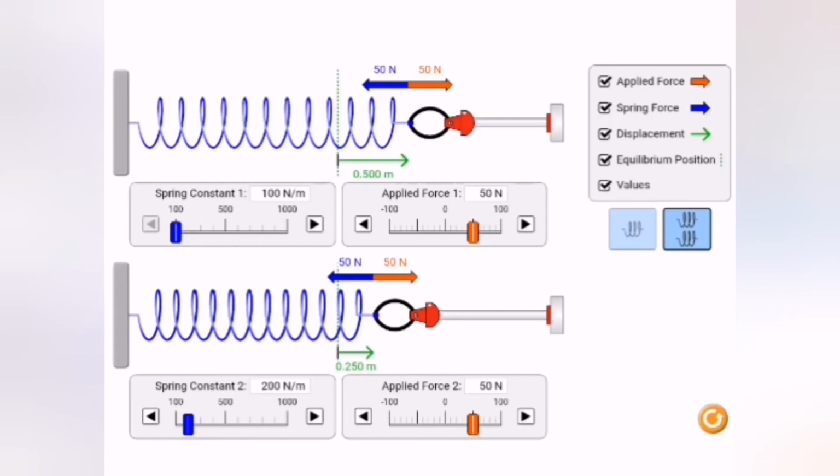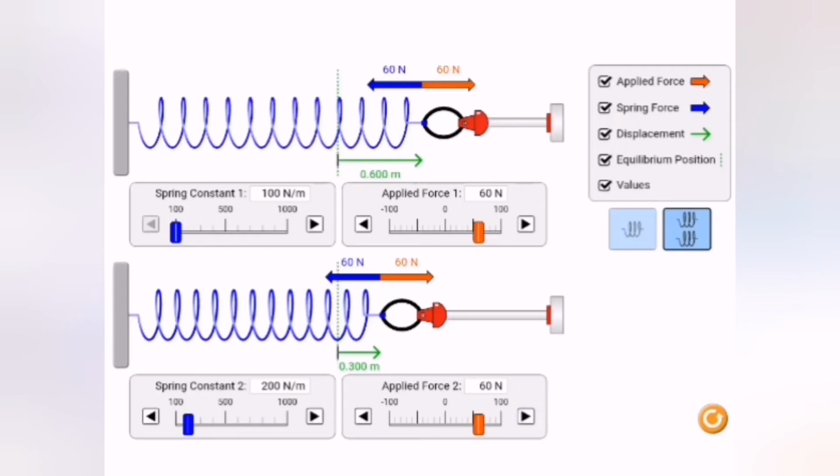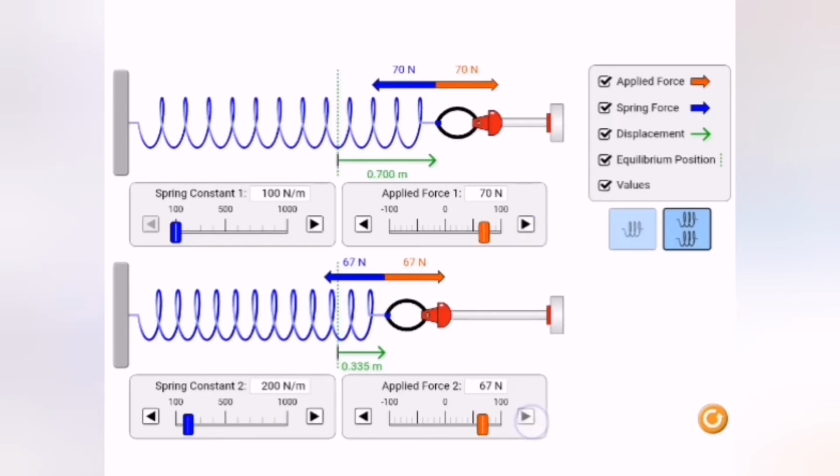Next, we put 60 Newton force on both spring, this one 60 Newton and this one 60 Newton. 100 Newton per meter spring constant will get 0.600 meter displacement and 200 Newton per meter spring constant will get 0.300 meter displacement, this one and this one. Next, we put 70 Newton force on both spring, this one 70 Newton and this one 70 Newton.